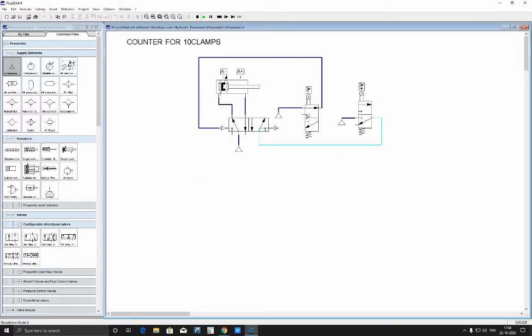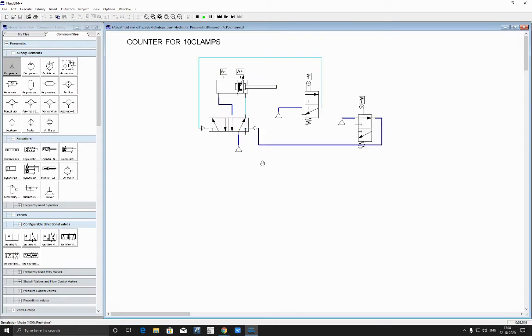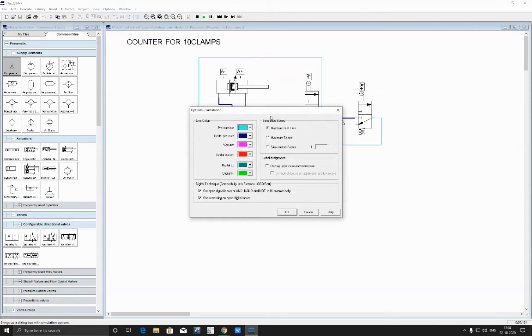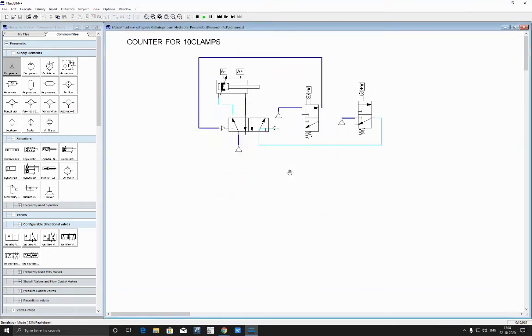Now when we start the simulation, the cylinder starts to move forward and backward rapidly. Let us see the simulation in slow motion factor. Here we can see the cylinder is moving forward and backward continuously.